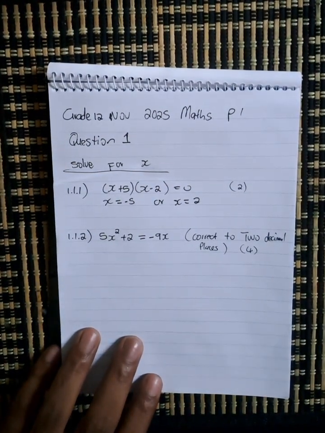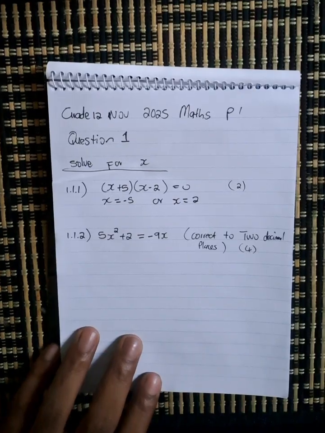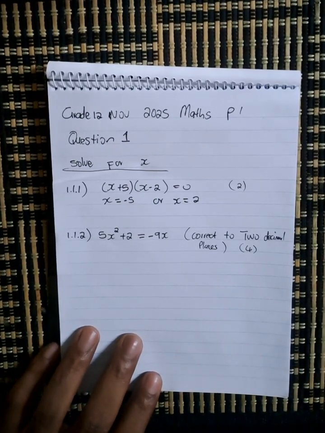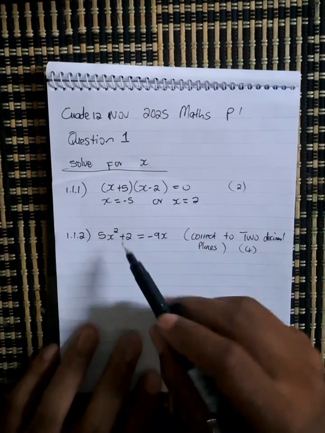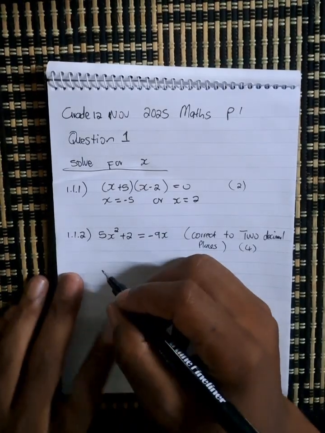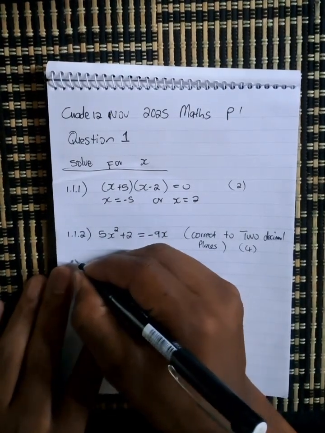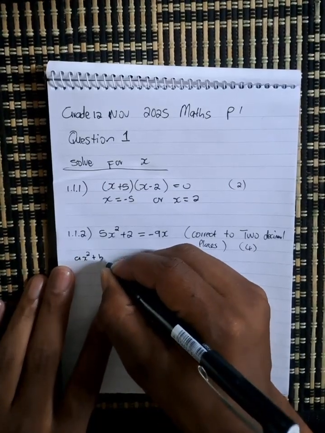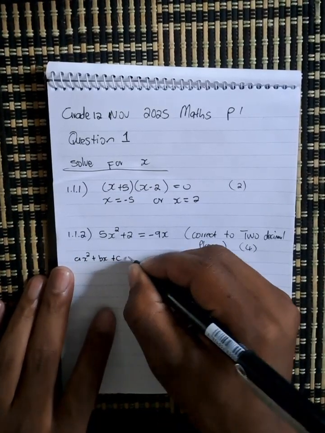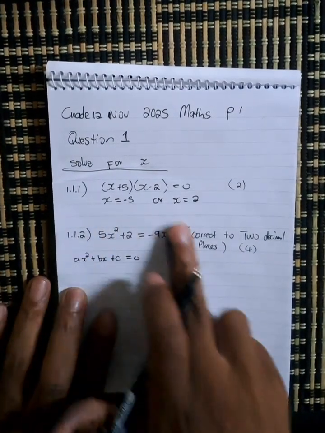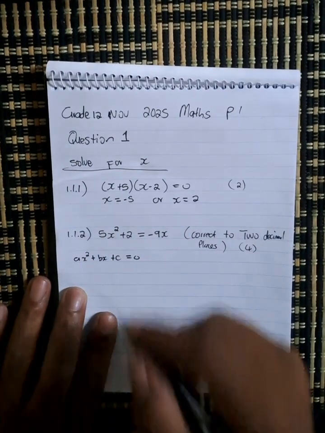Now moving on to 1.1.2, we have this question which obviously tells us it's a quadratic equation. How do we know that? We can see with the exponents over there. And remember, a quadratic equation is ax squared plus bx plus c equals 0, right? So we're going to have to put this in the standard form. How do we do that?